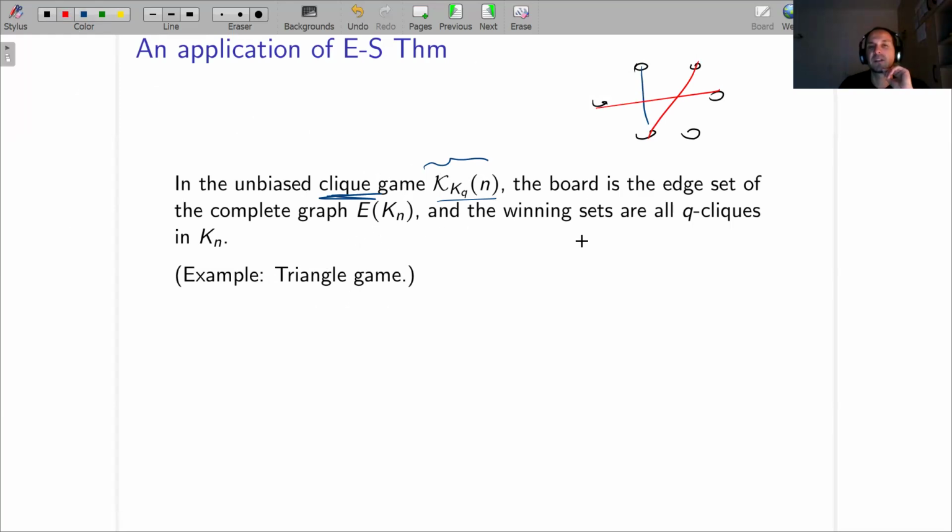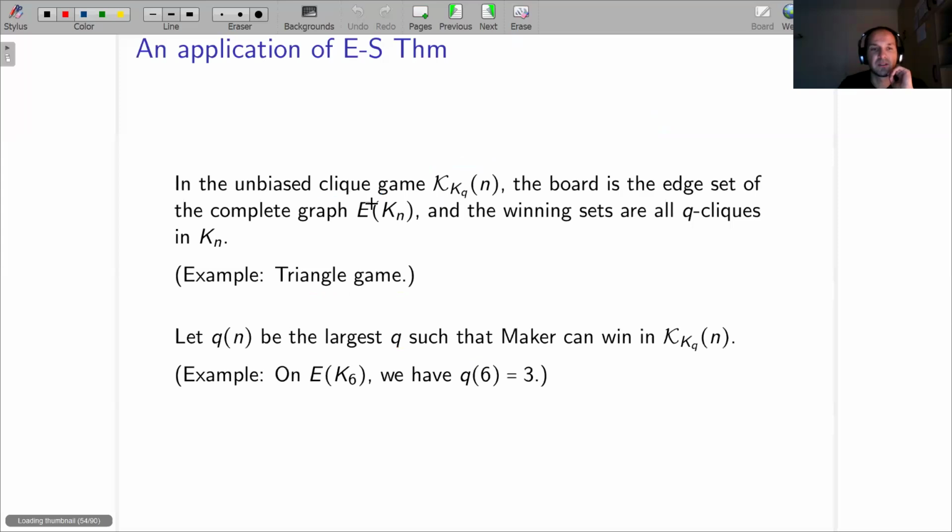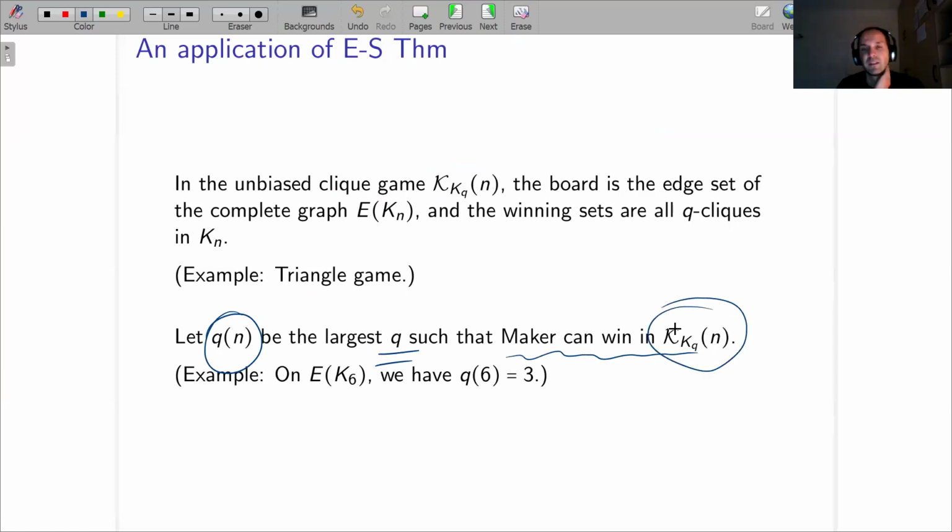And the question is not just, can you claim a triangle on K6? The question is, what is the largest q such that the maker can win in this game. So you fix n, and you look at what is the largest clique maker can claim. On K6, maker can claim a triangle, but he cannot claim a K4. So this q is 3. Is this clear?